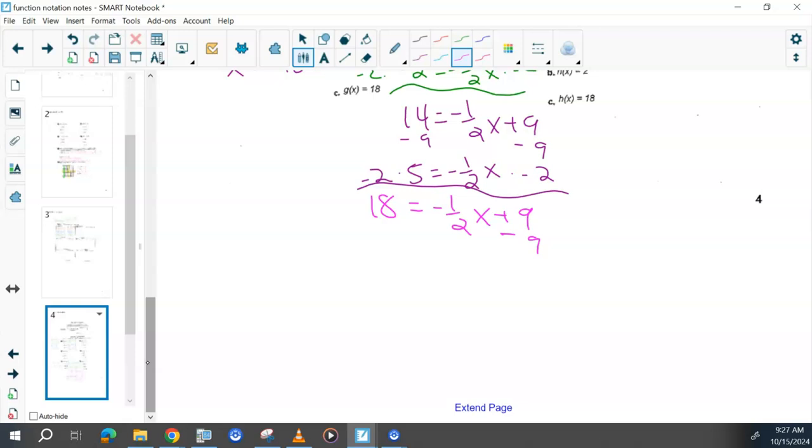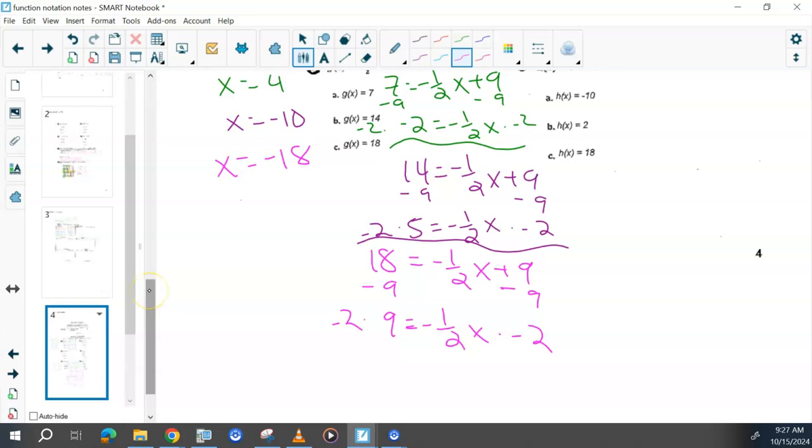Subtract 9 on both sides. And multiply both sides by negative 2. When y is 18, what is x? Okay, go on to the next page.